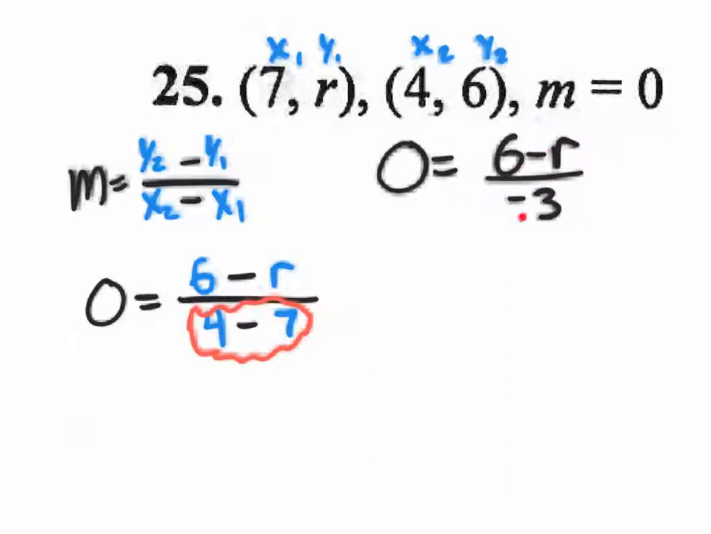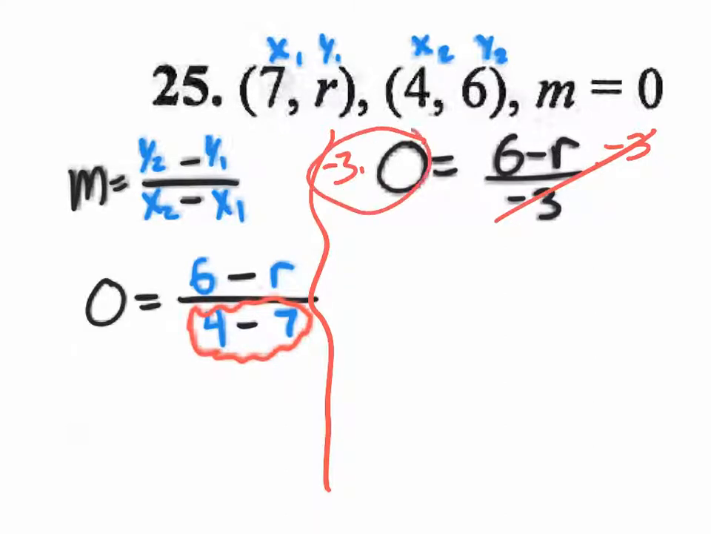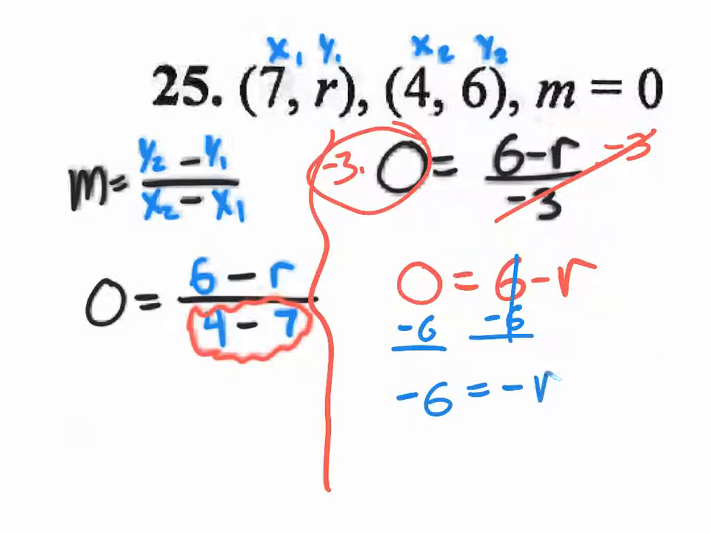So let's get rid of this division of negative 3 by doing the opposite. The opposite of dividing by negative 3 is multiplying by negative 3. That'll cancel it out. What you do to one side, you do to the other side. 0 times negative 3 is still 0. 0 equals 6 minus r. Let's continue solving. Let's get rid of that 6 by subtracting 6. Subtracting 6. You're going to have negative 6 equals negative r.